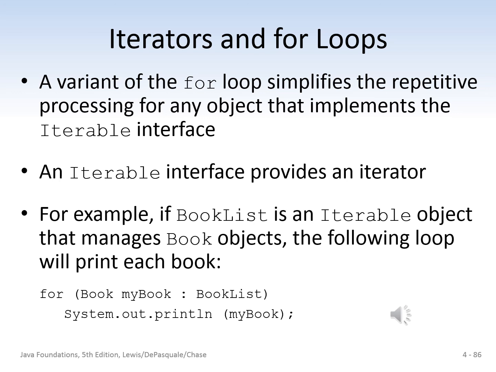So for example, if book list is an iterable object, and I know we're getting to classes and objects after this lecture, so just hang in there. If book list is an iterable object that manages book objects, the following variation of the for loop will print each book. So for book my book colon book list will simply print each book object. And as we get further into classes and objects in this class, no pun intended, this will become obvious.